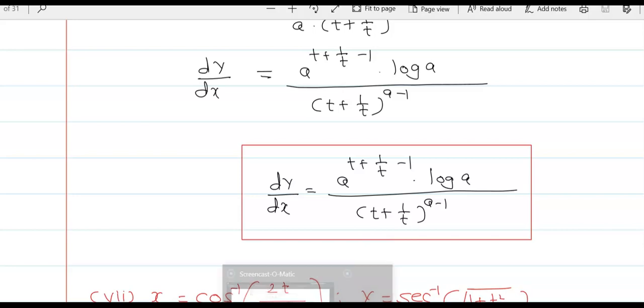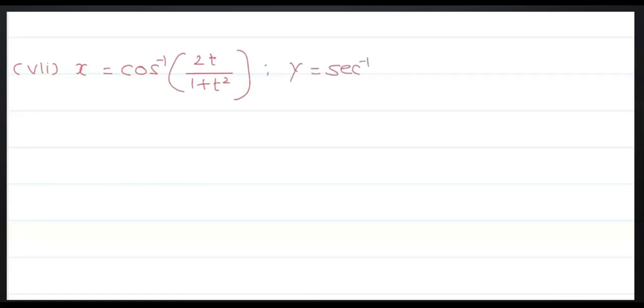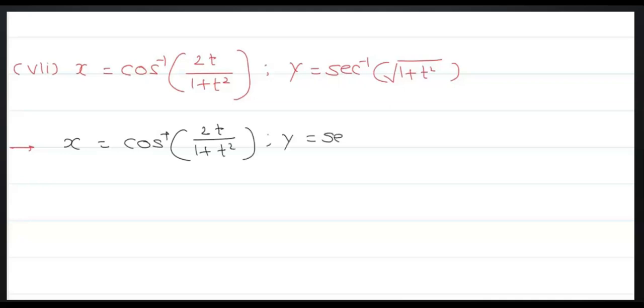Now the next. x is equal to cos inverse (2t upon 1 plus t square), y is equal to sec inverse of root of (1 plus t square). That is, x is equal to cos inverse (2t upon 1 plus t square), y is equal to sec inverse (root of 1 plus t square).